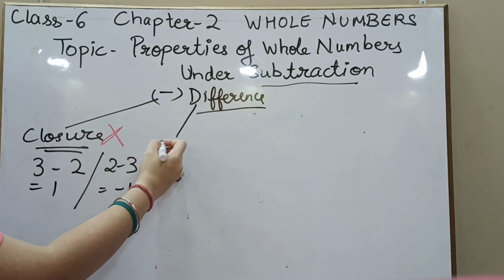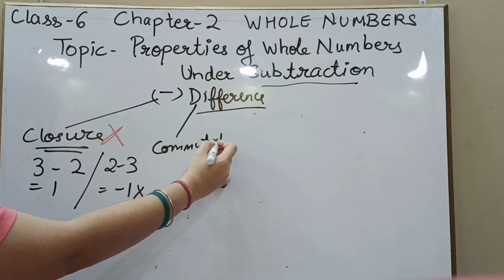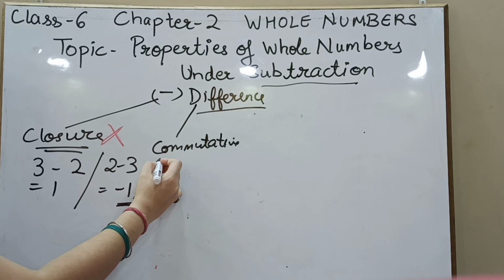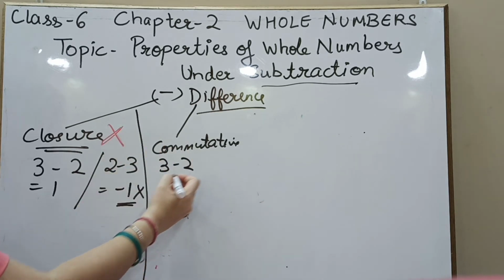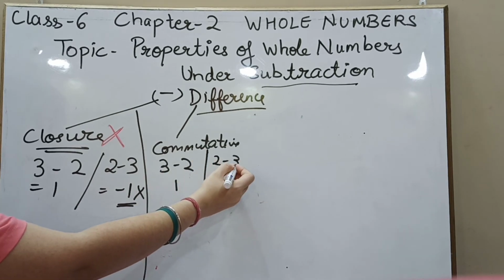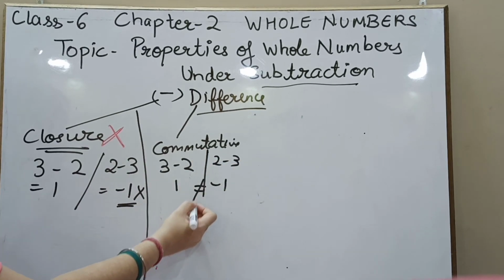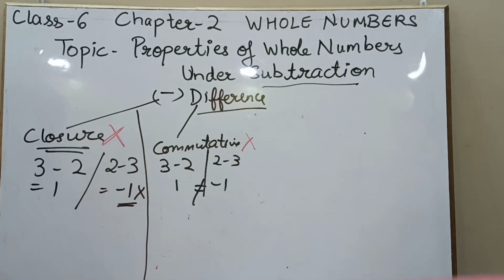So second property is commutative property. Commutative property says if you change the order of the numbers. If I say 3 minus 2 is 1 and if I change the order 2 minus 3 that is -1, तो दोनों के आंसर इक्वल नहीं है. So commutative property is also not true under this operation.